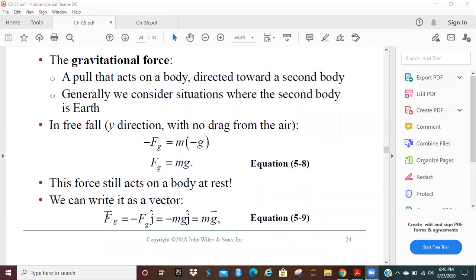Sometimes you will see this written as a vector, where the force due to gravity is minus F sub G times j. Usually j is used for motion in the y direction. And since F sub G is equal to mg, you can go ahead and substitute that in.